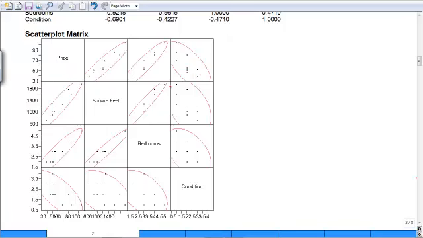We can also look for relationships between different factors. For instance, we have a very strong correlation between square feet and bedrooms. As the number of bedrooms goes up, well, the square feet of the house has to go up to hold the bedrooms. So we would expect a relationship there. Question is, are these two factors giving us the same information about price?